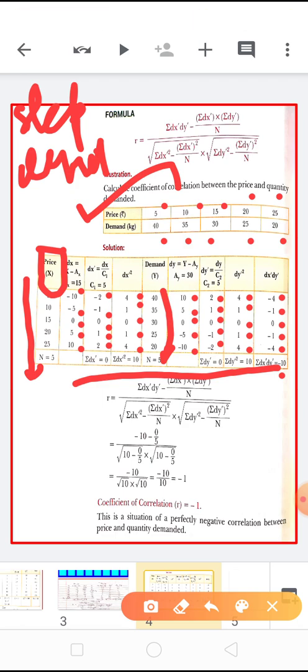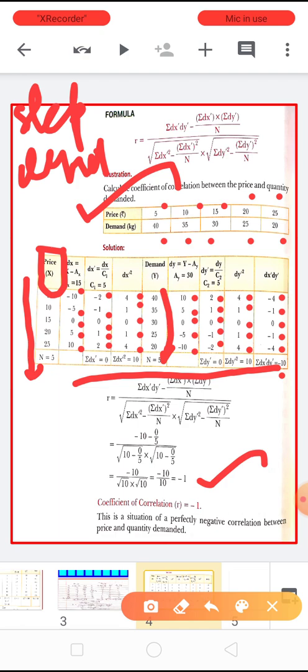So in the numerator we have minus 10 left, and in the denominator we have square root 10 multiplied by square root 10. So 10 multiplied by 10 equals 100, and the square root of 100 is 10. So minus 10 divided by 10 is minus 1. This is called a perfect negative correlation because the value is minus 1.